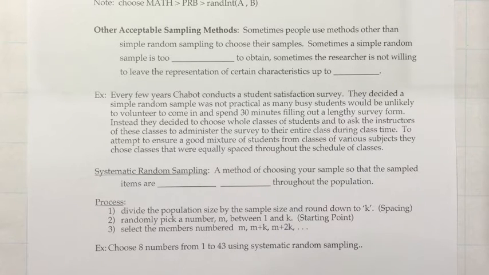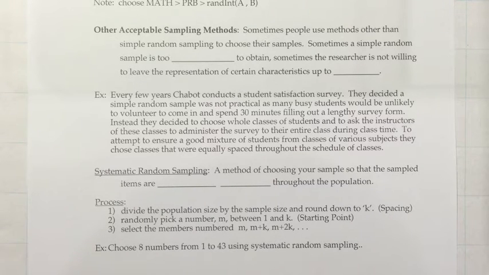However, there are times where people go to other methods, and those methods can sometimes still be considered acceptable. So we want to look at the reasons why that happens and what the consequences are. Sometimes it makes our sample a little better, sometimes a little bit worse, though all of these are considered acceptable alternatives to simple random sampling. So let's jump in and have a look at that. So, other acceptable sampling methods.